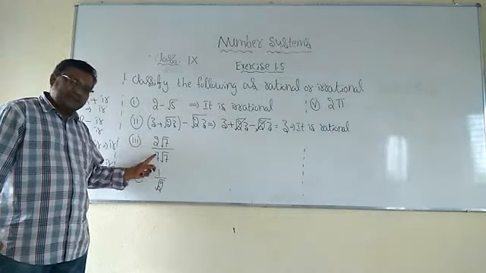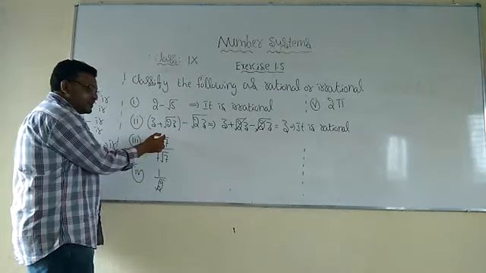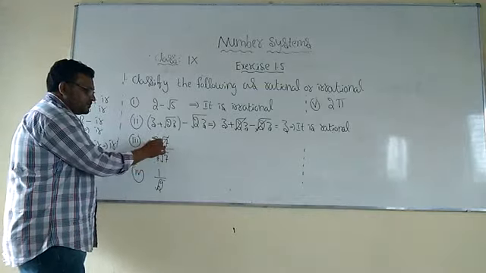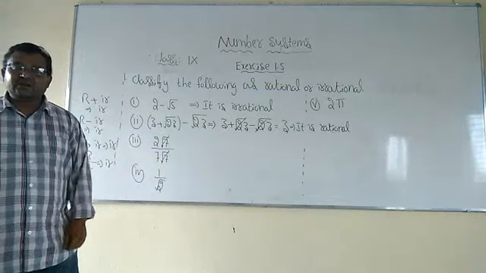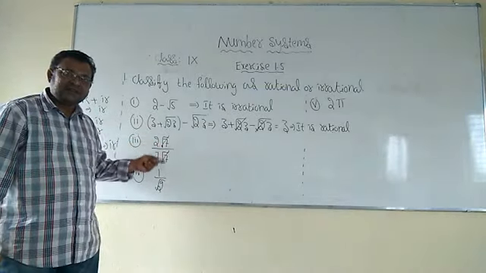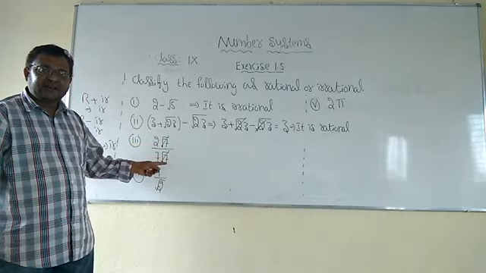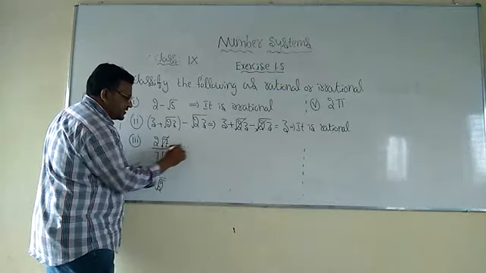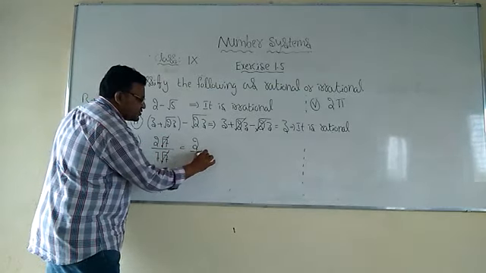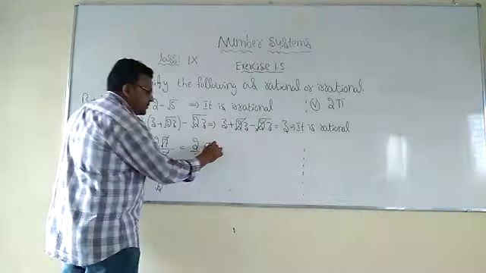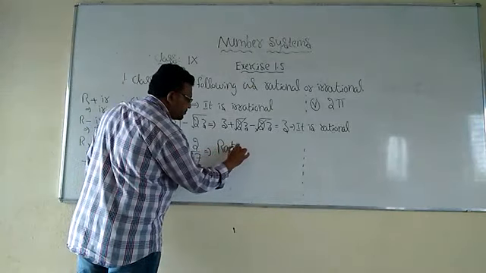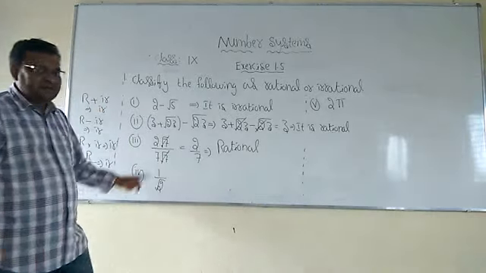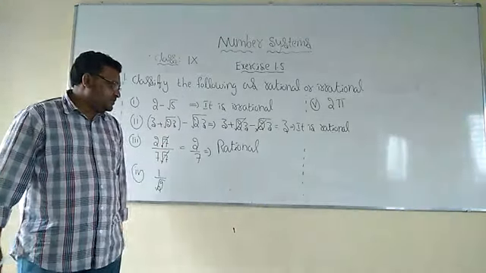2 root 7 by 7 root 7. So here in the numerator and denominator, we are observing the same number, root 7. If the same number is there, we can cancel both. Then root 7 and root 7 will get cancelled. What remains after cancellation? 2 by 7. 2 by 7 is a rational number, so 2 root 7 by 7 root 7 is also rational.